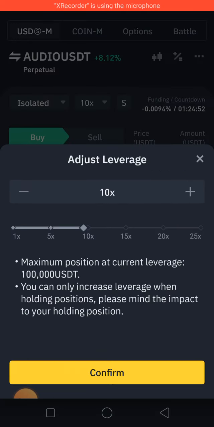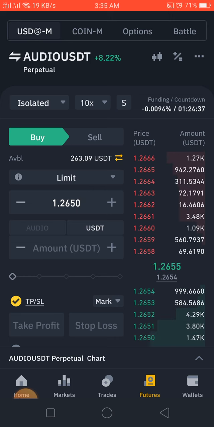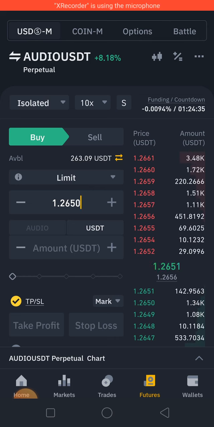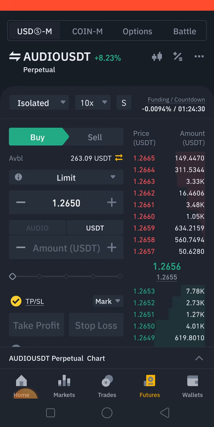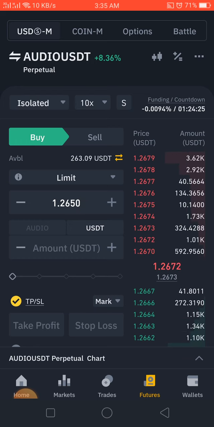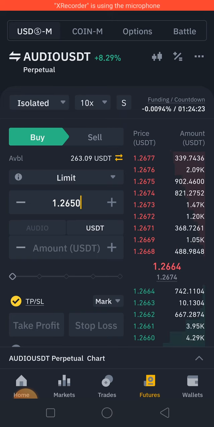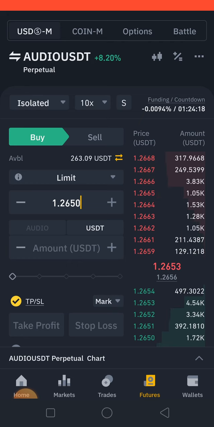Then we use leverage. Leverage means we borrow some dollars from the exchange. Let's suppose we use 10x. It means if we use $1 from our wallet, $10 will be given from the exchange. When we take profit, all the profit will be ours. But if our trade goes in the wrong direction, then our account will be liquidated. Liquidated means all the capital will be gone.